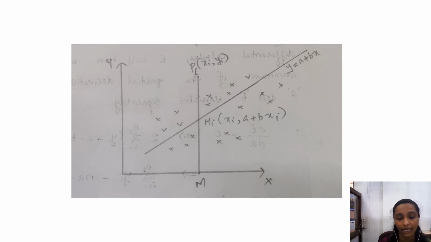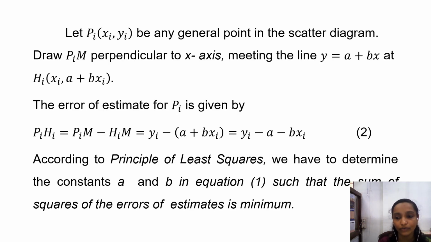In the scatter plot, take a point Pi, the coordinates of Pi being xi, yi, in the general form. Now, we draw a perpendicular from Pi to the x-axis to meet it at N, and the perpendicular PiN cuts the line y = a + bx at the point Hi, whose coordinates are xi, a + bxi. The error of estimate of Pi is given by PiHi, which is equal to PiN minus HiN, which is yi minus a minus bxi.